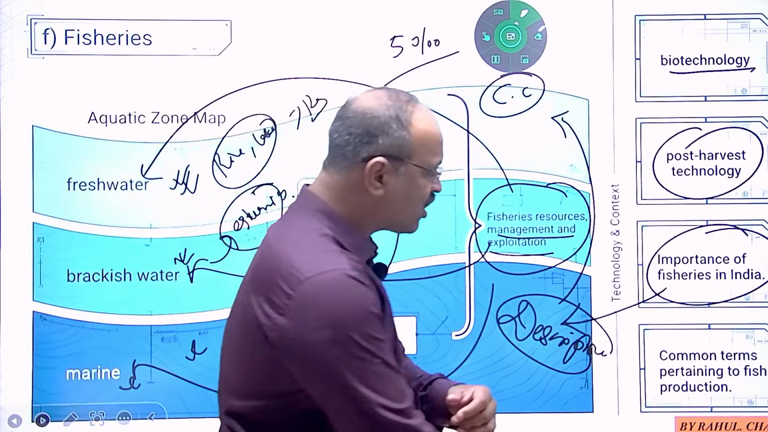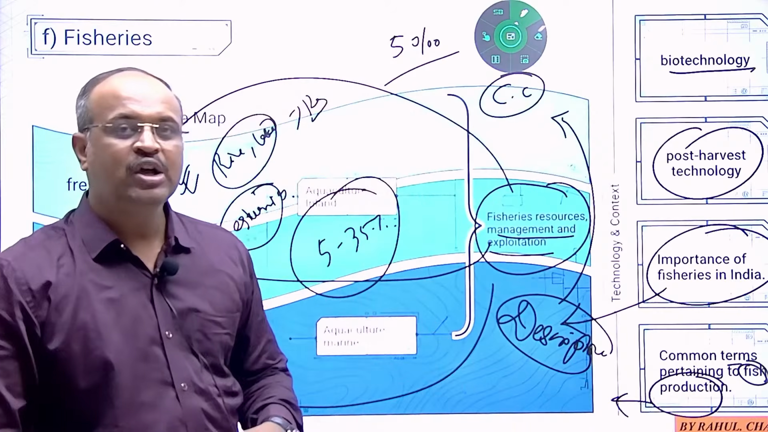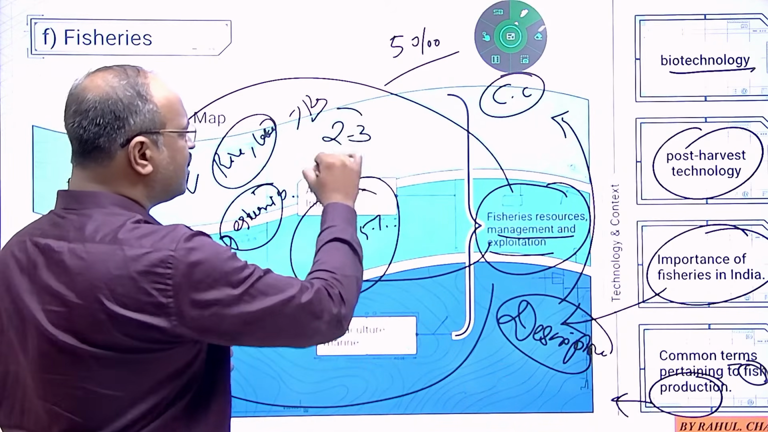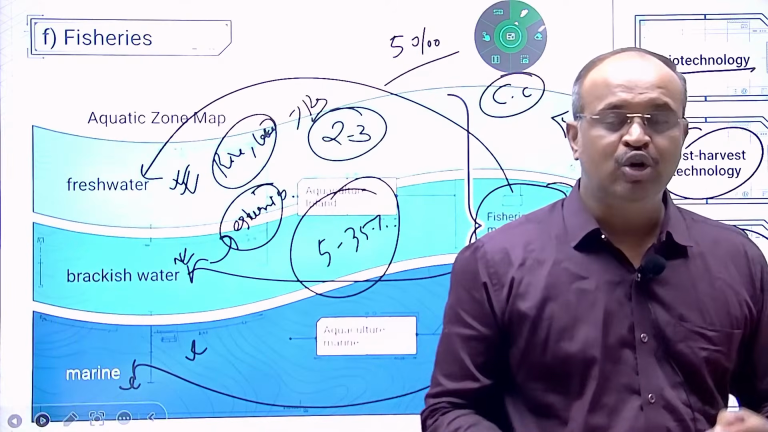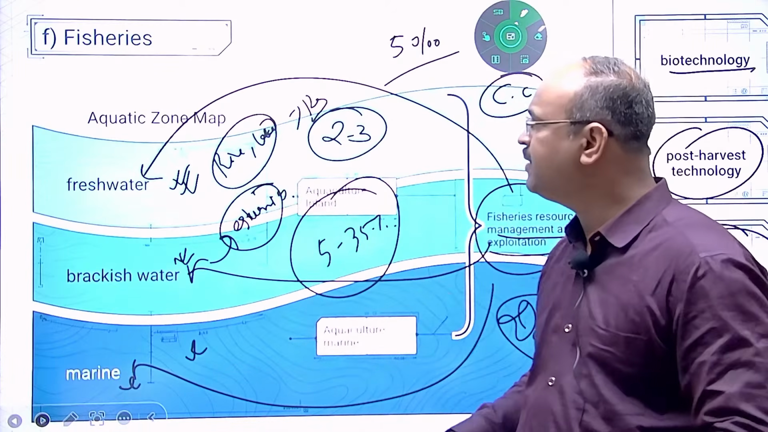And last it is the common terms pertaining to the fish production. Again we have to learn the common terms. So you can expect at least 2-3 questions from this topic we can say, but not much vast syllabus. A short syllabus is with respect to the fishery.